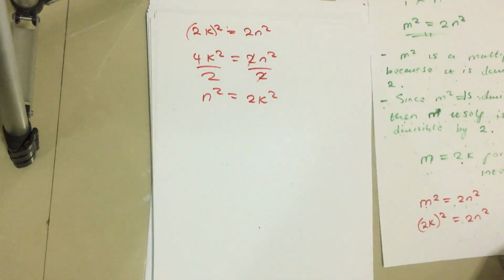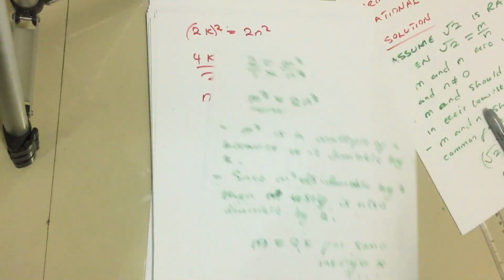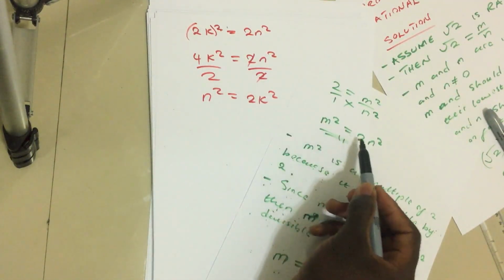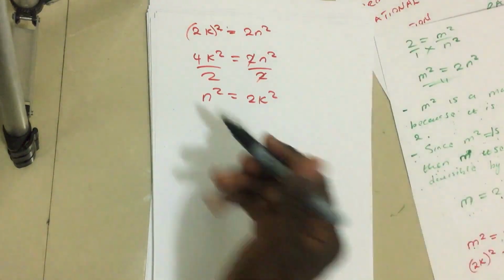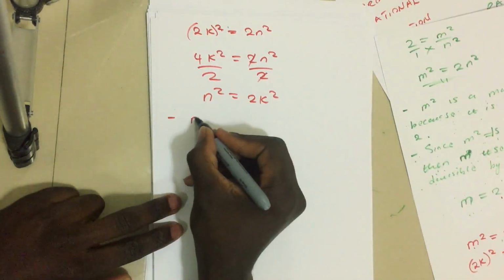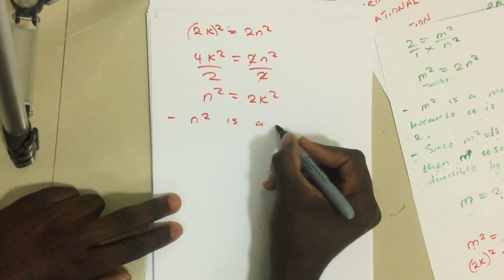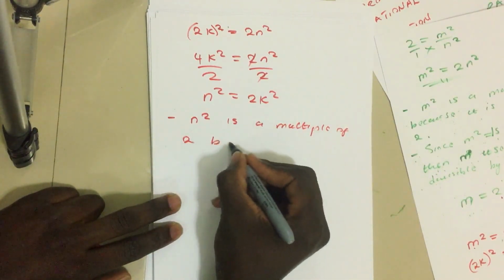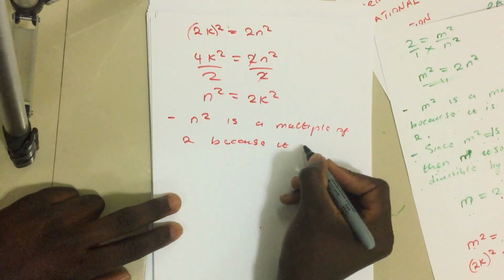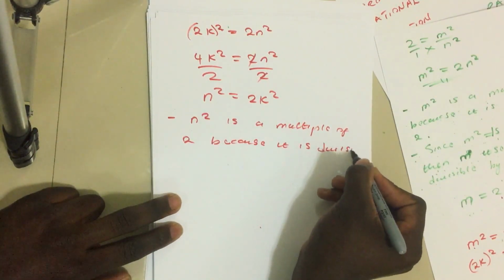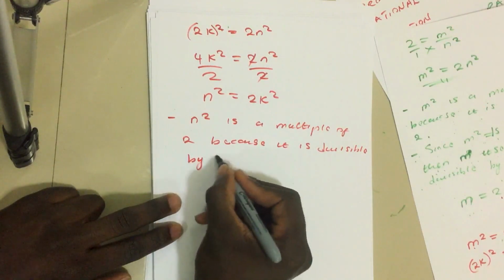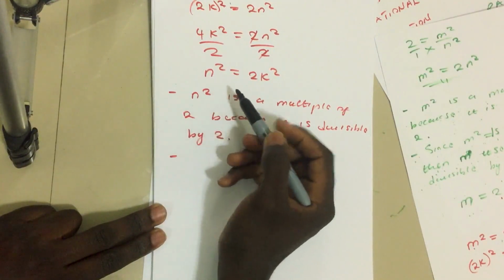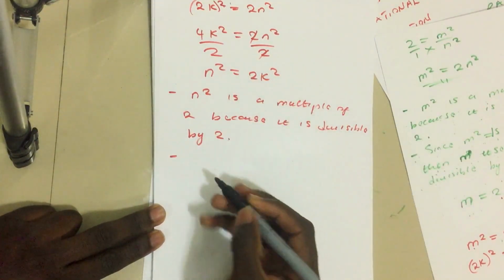I don't know if you can see anything that's common here with our former expression. So we can see that n squared equals 2k squared is almost similar to m squared equals 2n squared. So what we can get from this is that n squared is a multiple of 2, because it is divisible by 2. Okay, another thing we can get from here is that since n squared is divisible by 2, then n itself is also divisible by 2.